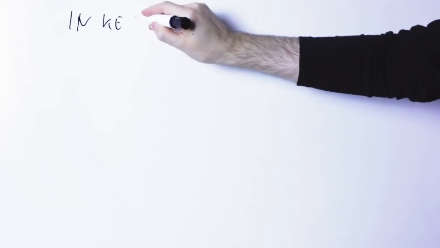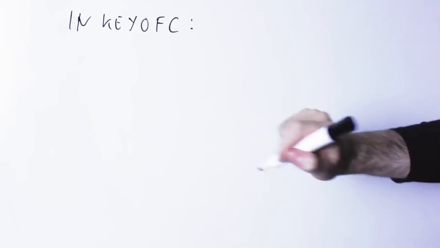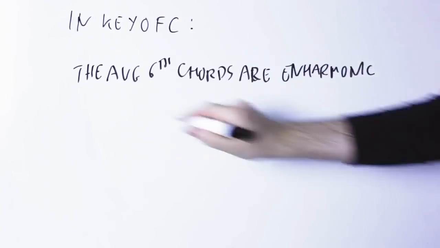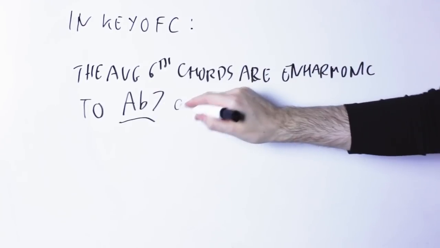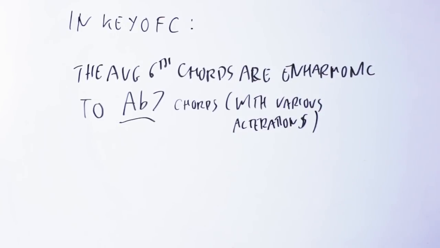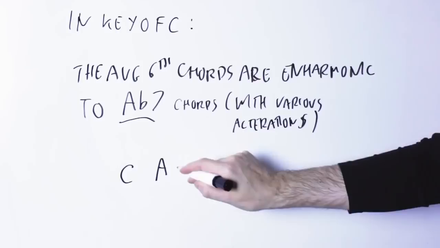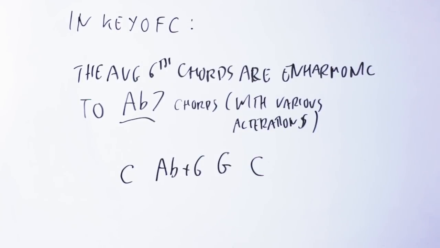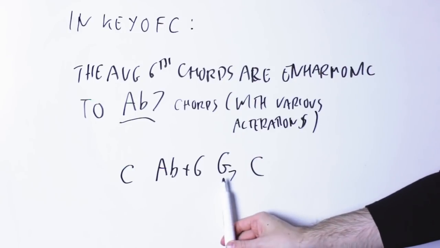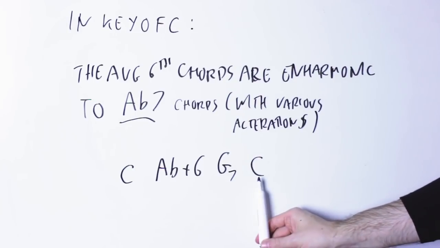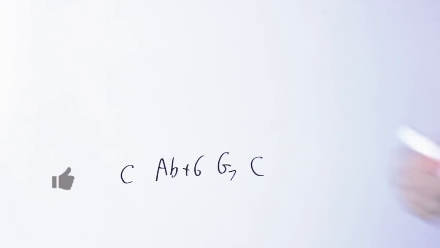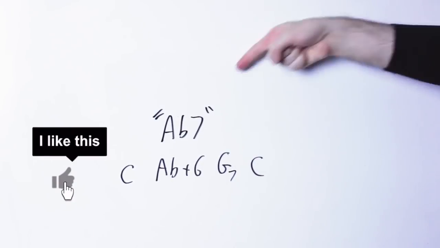So first of all, let me explain what the question means. We have seen lately the augmented 6th chord on this channel, and we have seen that in the key of C major, they are essentially equivalent to an A flat 7th chord resolving down to a G 7th chord. To people who studied a little bit of jazz harmony, these look like a tritone substitution.